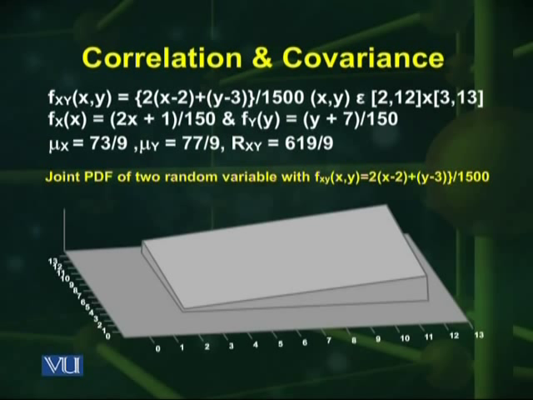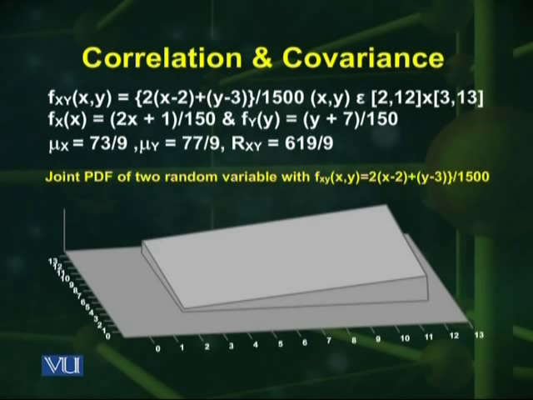The joint PDF has a new expression which is derived from the old expression by changing x to x minus 2 and y to y minus 3. So the new expression is 2 times (x minus 2) plus (y minus 3), whole divided by 1500. And as you can see on the slide, the new expressions for marginal PDFs for random variables x and y are (2x plus 1) divided by 150 and (y plus 7) divided by 150.